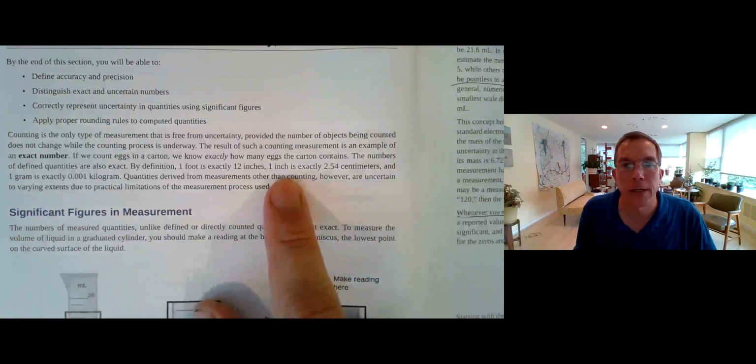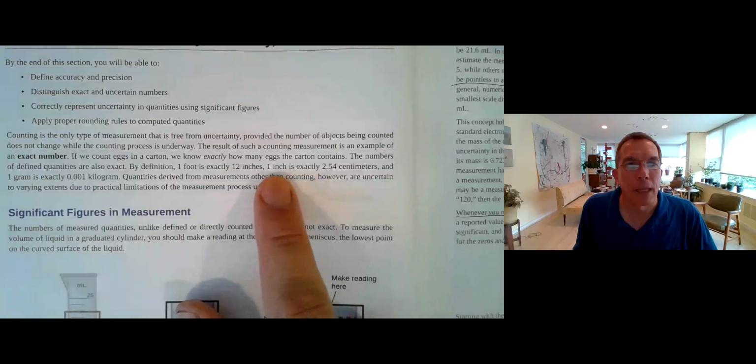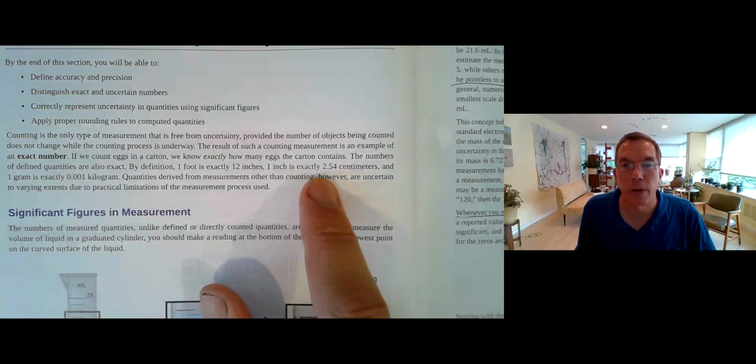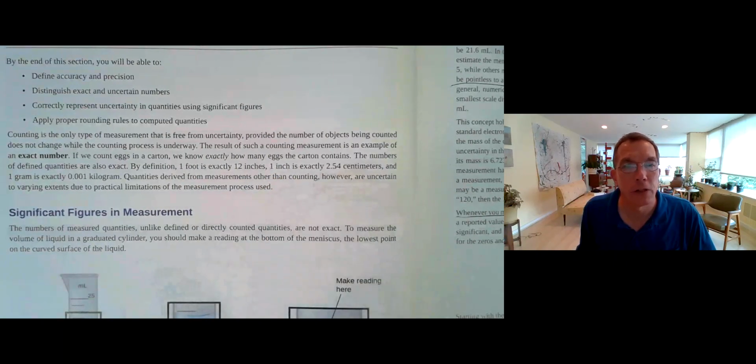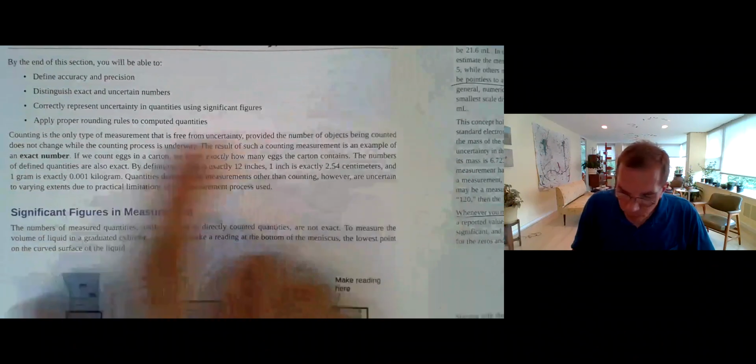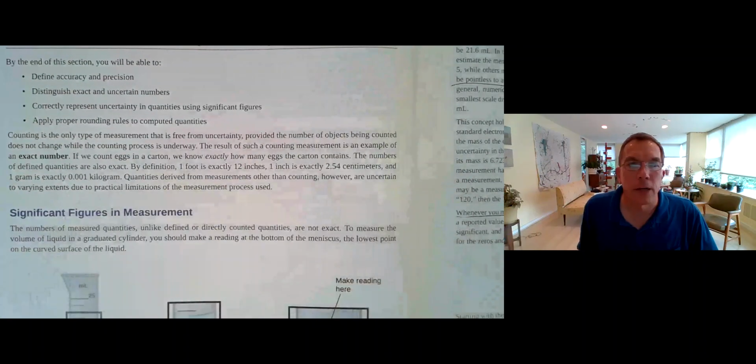Notice here they also talk about exact conversions. 1 inch is exactly 2.54 centimeters. There is no what we'll eventually call uncertainty in that. Okay, so that section lays out what an exact number is.